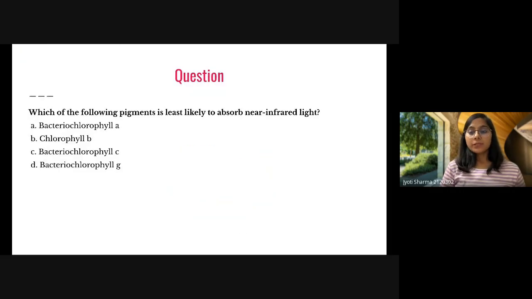Okay, the next question is: which of the following pigments is least likely to absorb near infrared light? The options are bacteriochlorophyll A, chlorophyll B, bacteriochlorophyll C, bacteriochlorophyll D. Which pigment will not take infrared light?